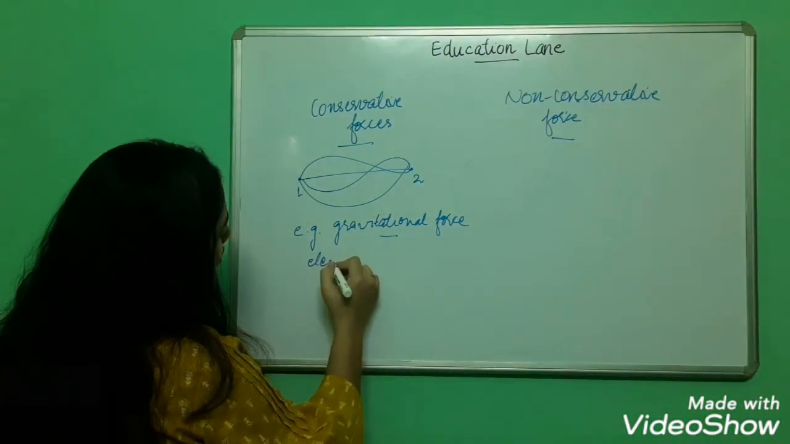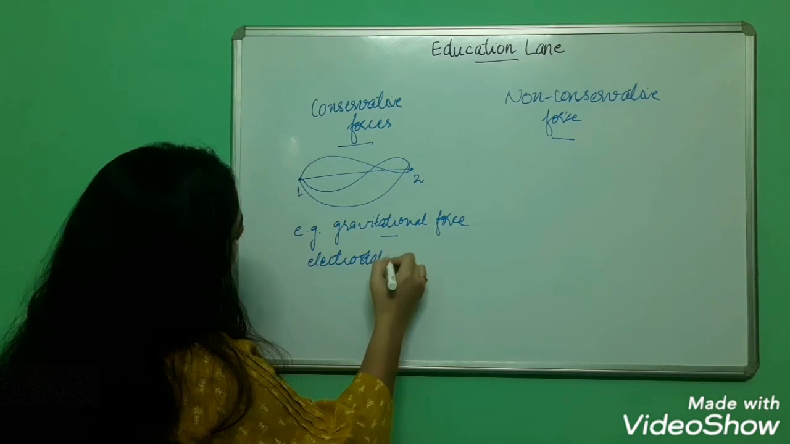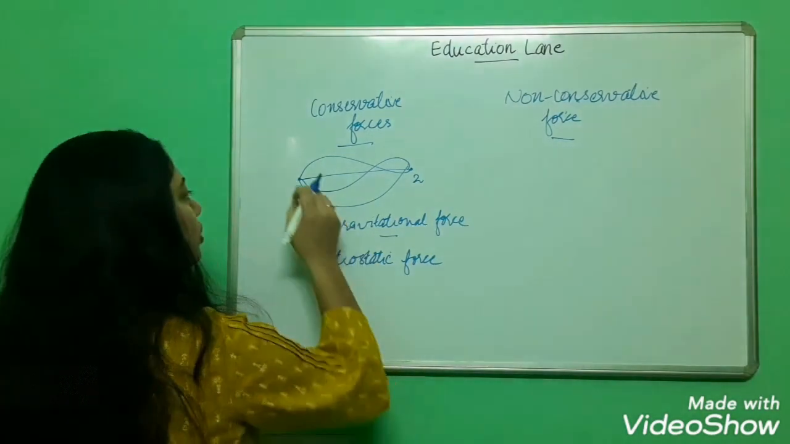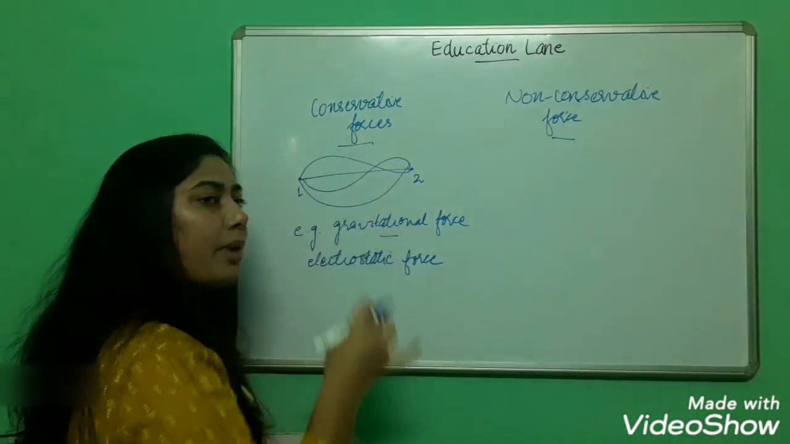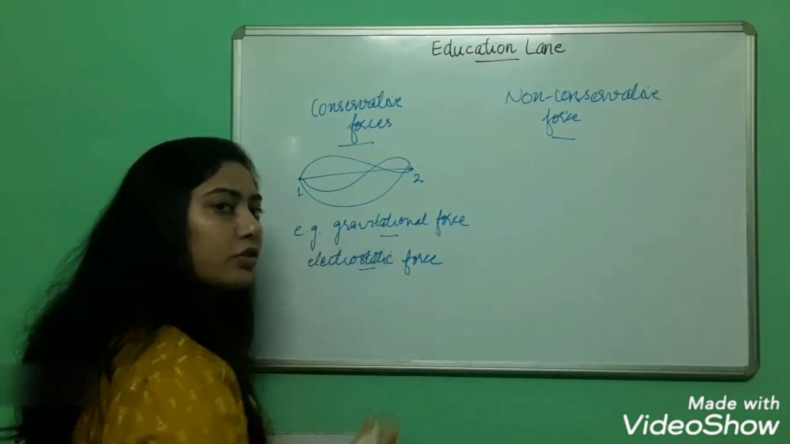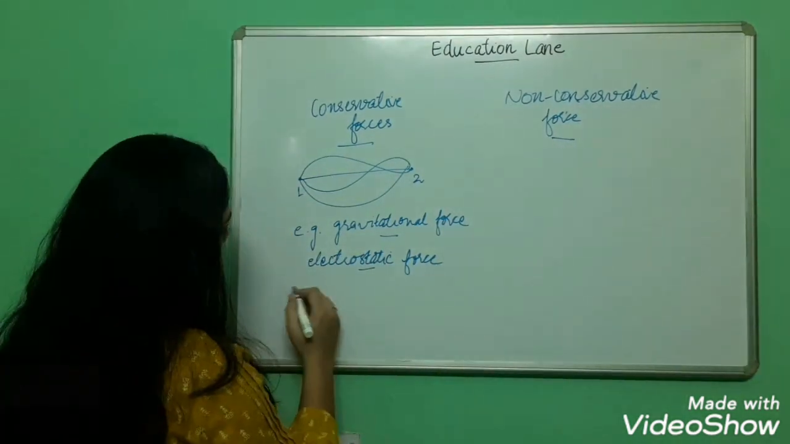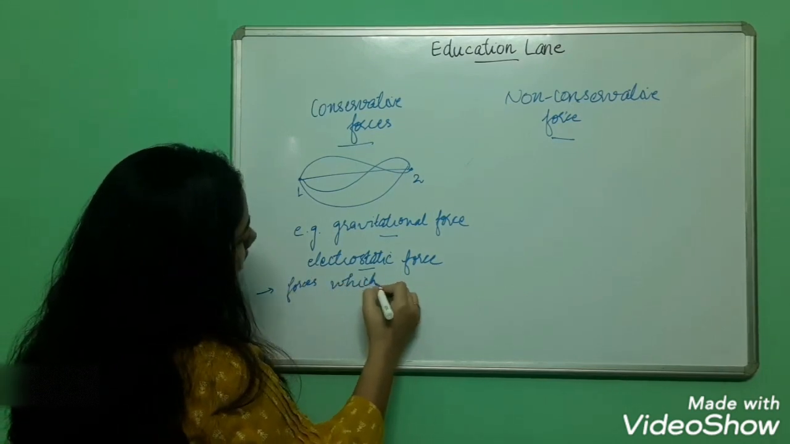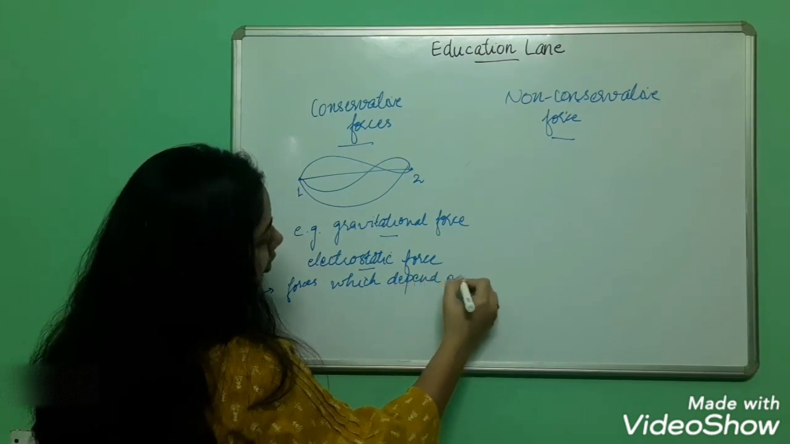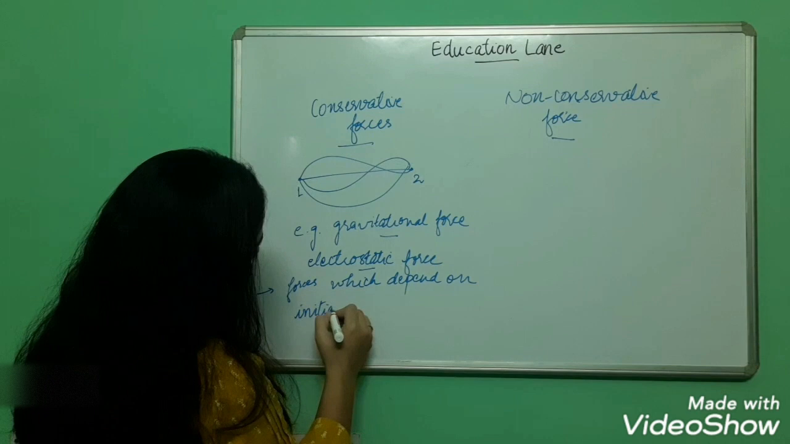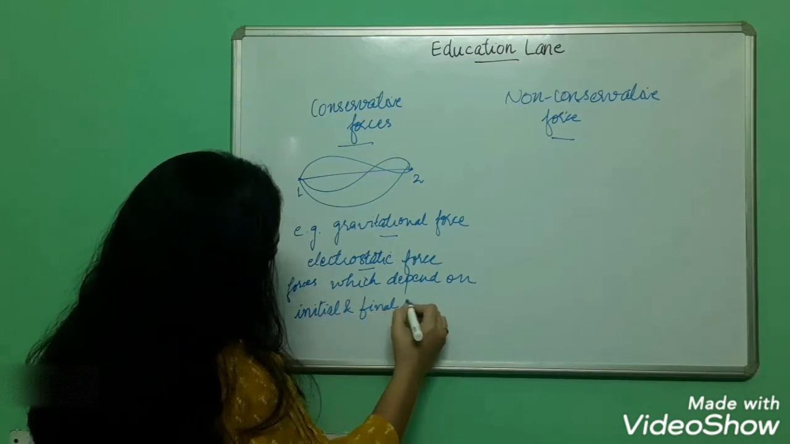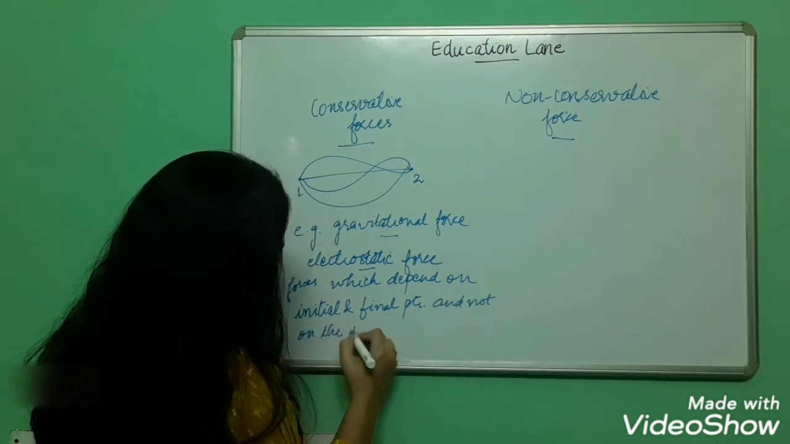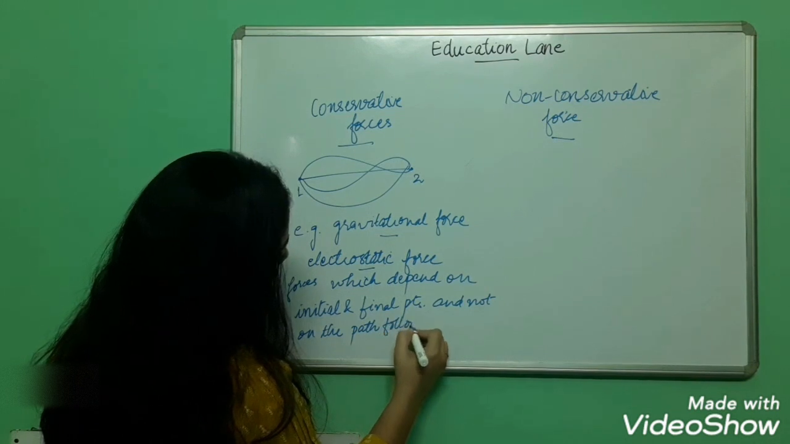Another example is electrostatic force. In case of electrostatic force, these points will become the points of charges. 2 charges will be put here and the distance between these are measured, and thus we can calculate the electrostatic force. So I can write it like forces which depend on initial and final points and not on the path followed.